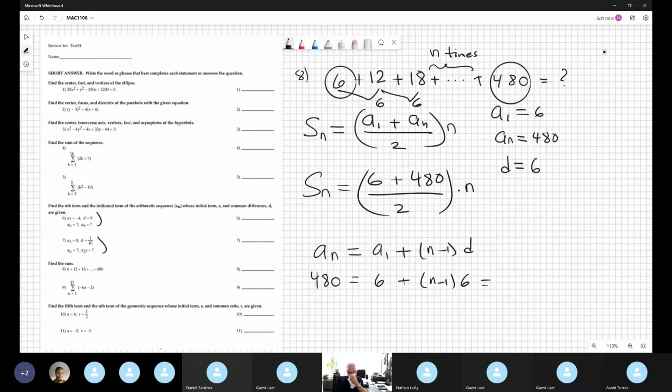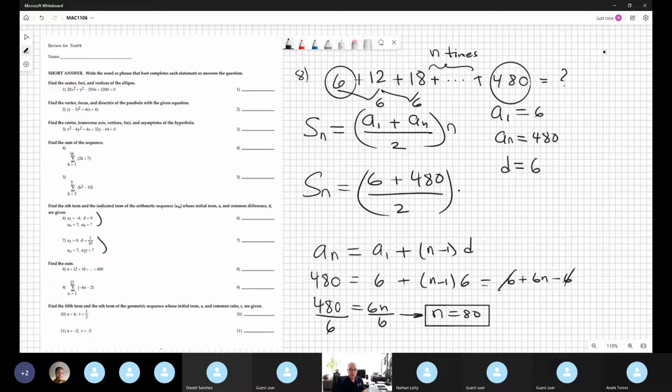Doing some algebra. This is 6 plus 6n minus 6. Oh, nice. I like it because 6 is cancelled. And the answer is 480 equals 6n, divided by 6 on both sides. This will be, n is 80. Wow, too long. So this sequence contains 80 terms. This is exactly the number that we need here to plug in.